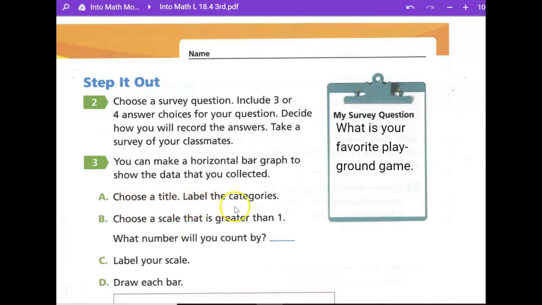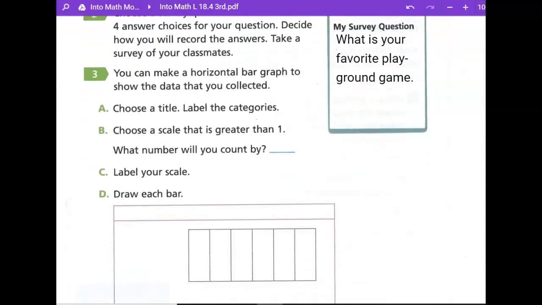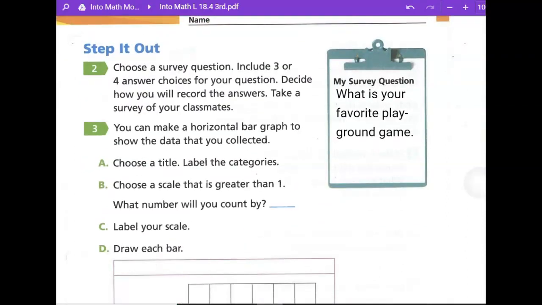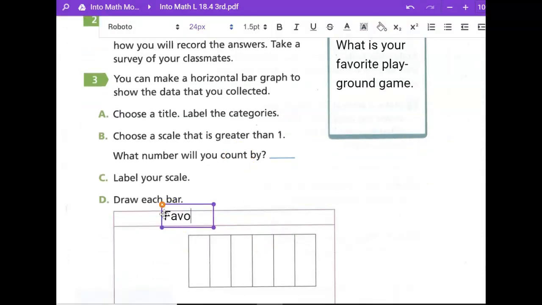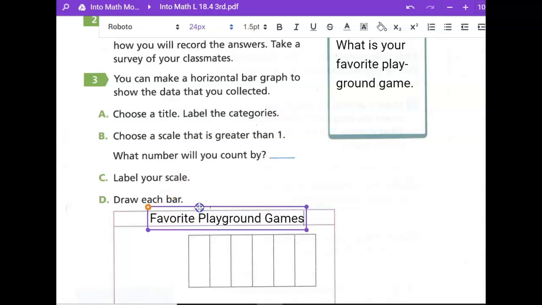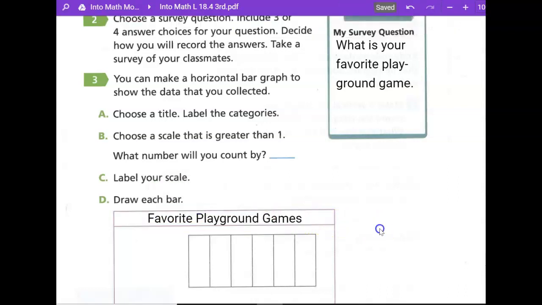Choose a title, label the categories. So we're going to go down to our bar graph. What do you think our title should be? Probably favorite playground games, huh? Okay, so we've got our title on there. That was A. We got to label our categories.